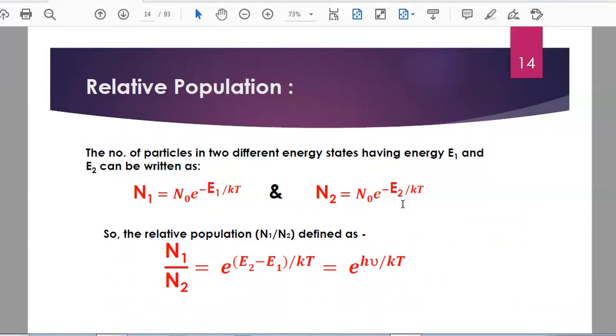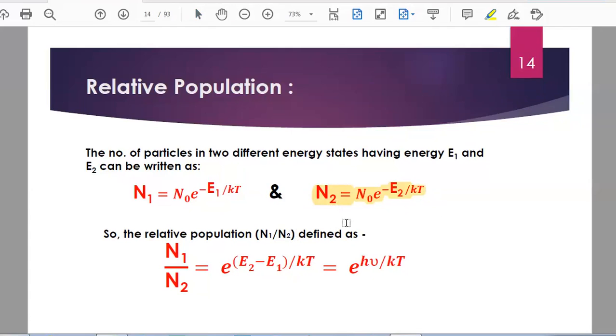Now again you see, for level 2, n2 equals n naught e to the power minus E2 by kT, right? Again, n naught is the total number of particles present in the system, n2 is the number of particles in the second level, E2 is the energy of the second level, and k and T are there. I hope this is clear. Let me highlight it also if you want. This is the highlighted part where you see how we are defining n2.